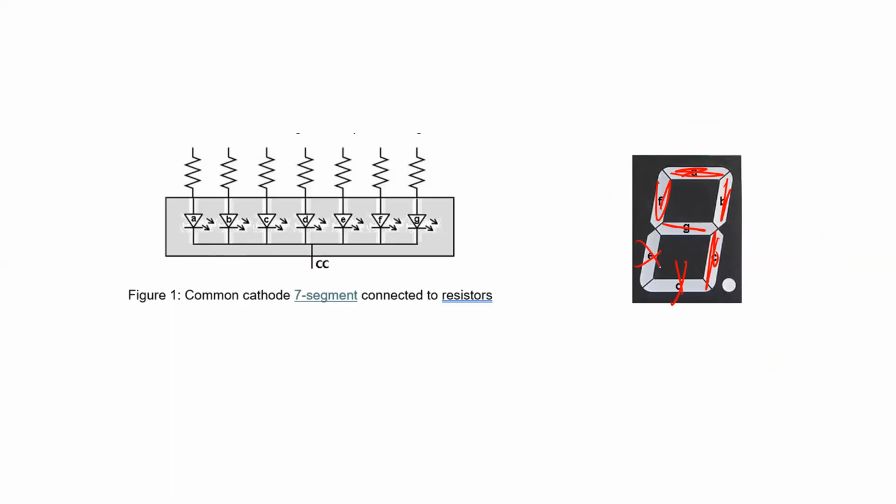So by turning some LEDs on or some segments on and the other segments off, I can make different numbers. This is the main idea.